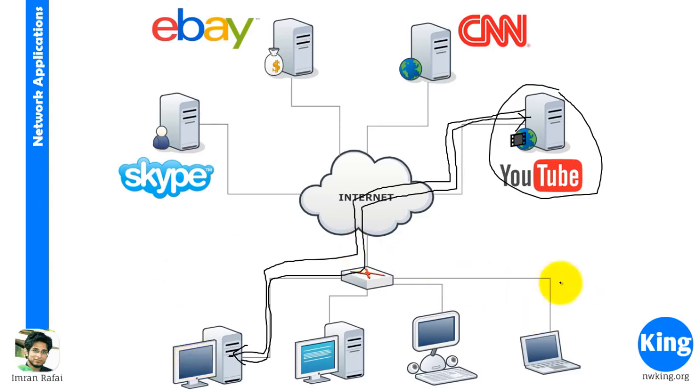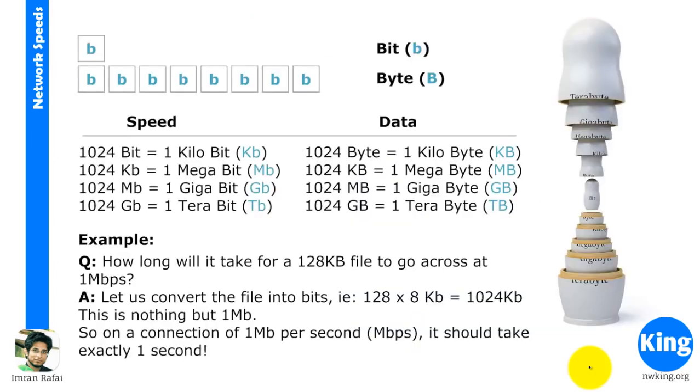Similarly, it happens with eBay, CNN, Skype. That's how it works. So this is how the internet works. Basically, they have a public server, they put all the files there, your computer requests them, and they send the file back to you. And this is how the internet helps you run this globalized world.